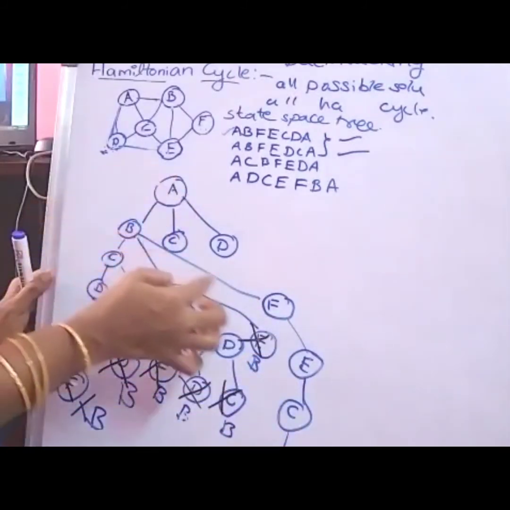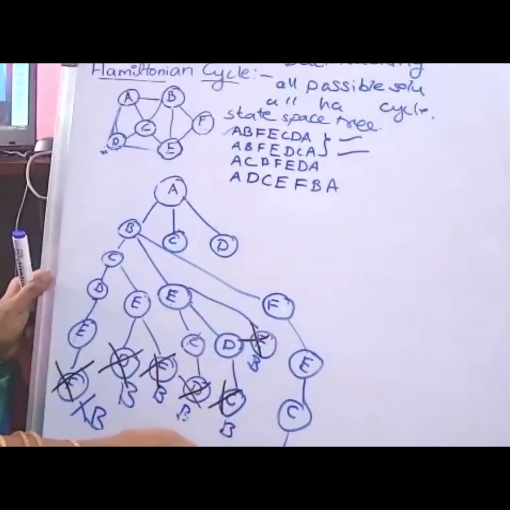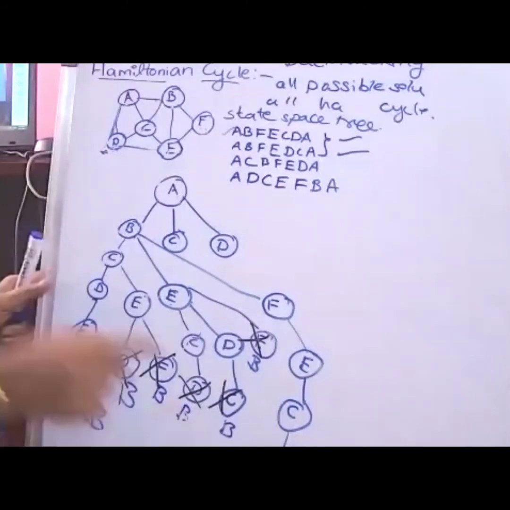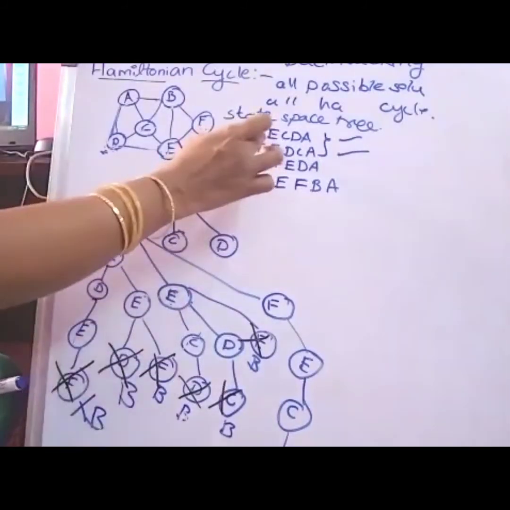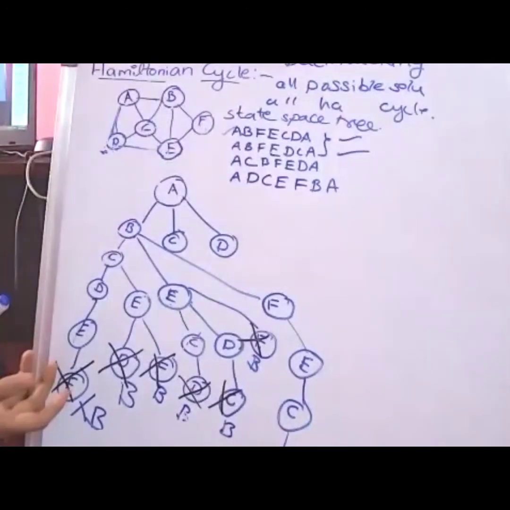So whatever possible solution we found till now using the state space tree is only one possible solution. This one we covered. Again, we need to find the other possible solutions.